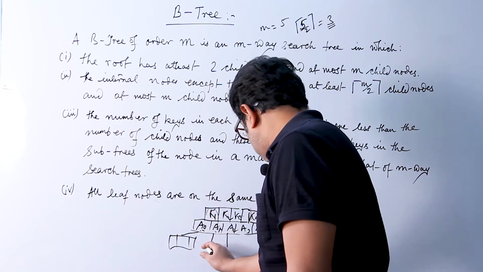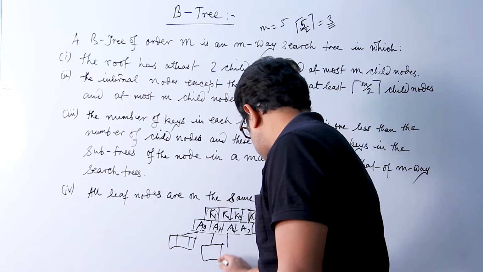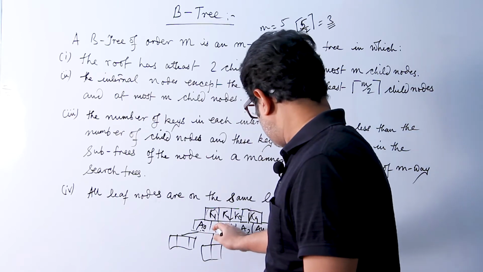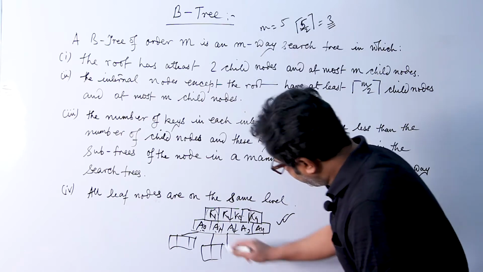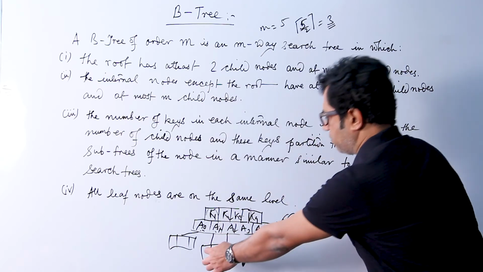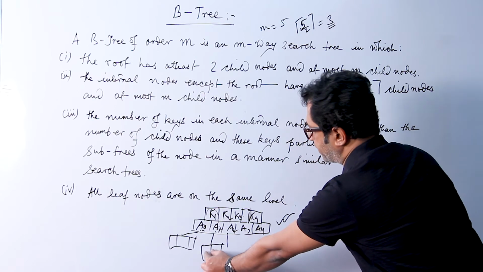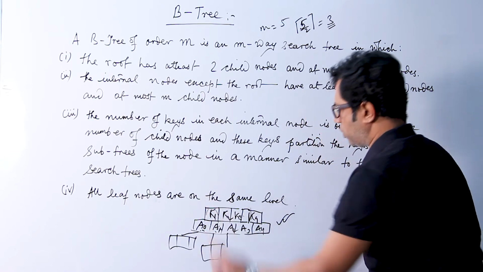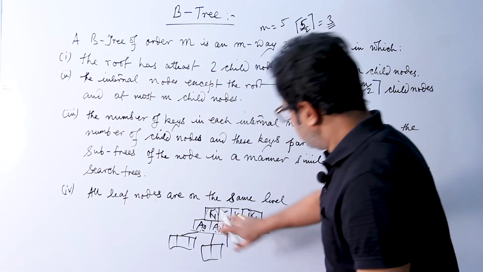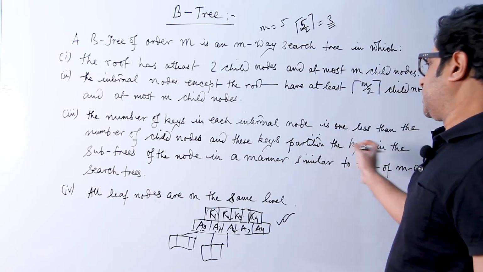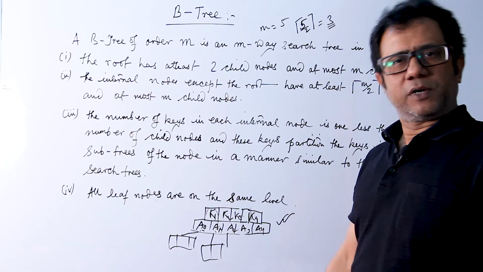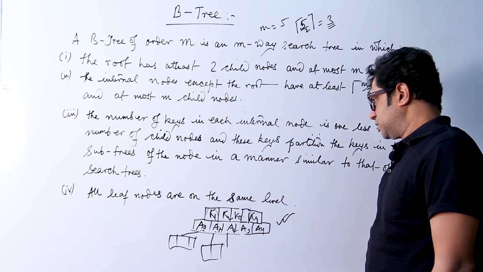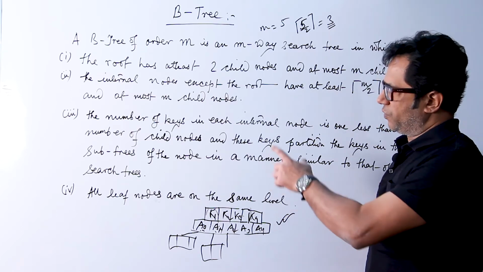And any value found from this A1 pointer, in that case, the values should all be greater than the value of K1. In this way, the keys partition the keys in the subtrees of the node in a manner which is quite similar to the case of M-way search trees. So this is the number 3 point.